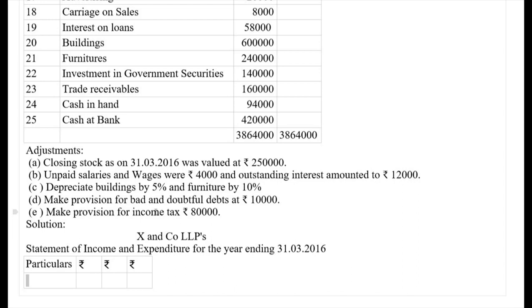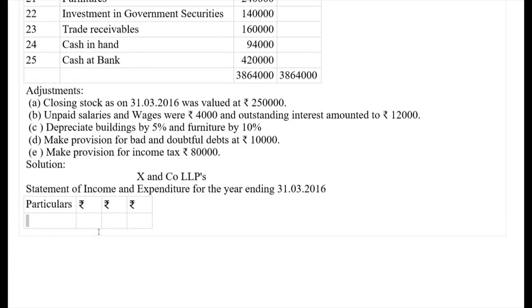For depreciation on buildings, the amount of depreciation shall be shown in the statement of income and expenditure, and the same shall be subtracted from the balances of the respective assets. Then the provision for bad and doubtful debts will appear under the head of other expenses, and the same shall be subtracted from the trade receivables. Then provision for tax will appear in the statement of assets and liabilities, and the same shall be shown under provisions.